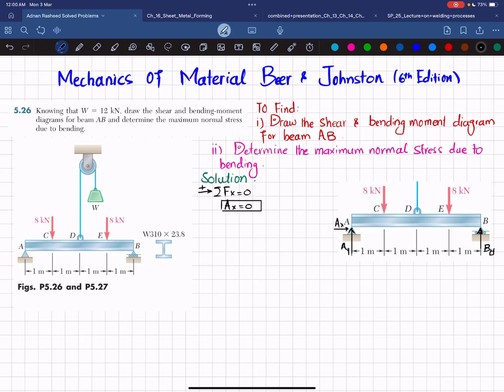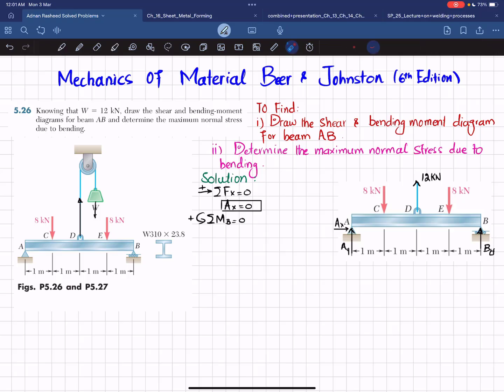So for that we will take sum of all moments about point B equal to 0, taking the counterclockwise moment as positive. So you can see this weight which is acting downward will exert a vertical force on this rope, this rope will exert a vertical force on this beam, and let this force be represented by 12 kilonewton. So now we will apply this equation.